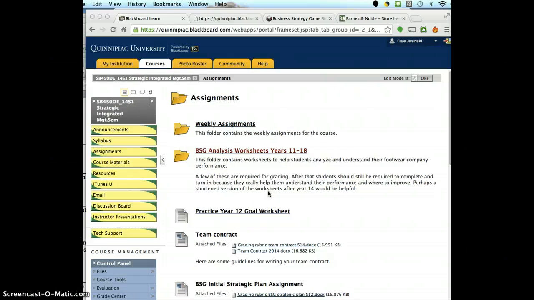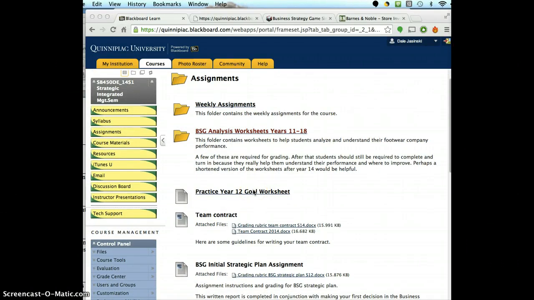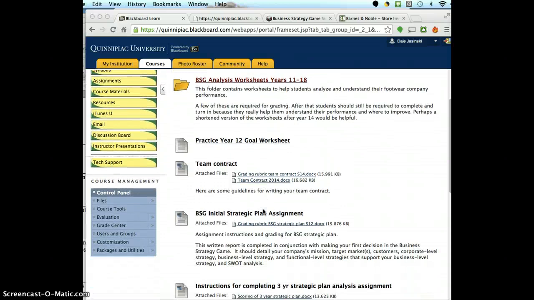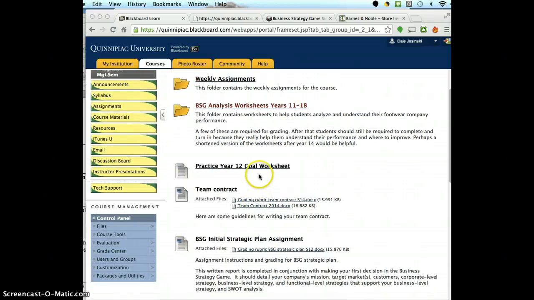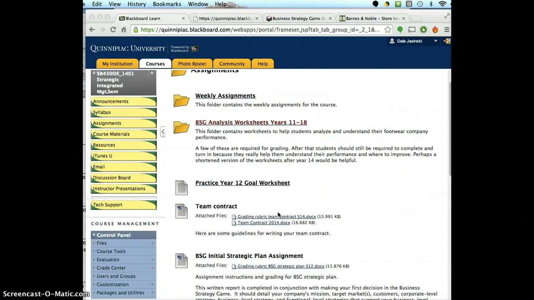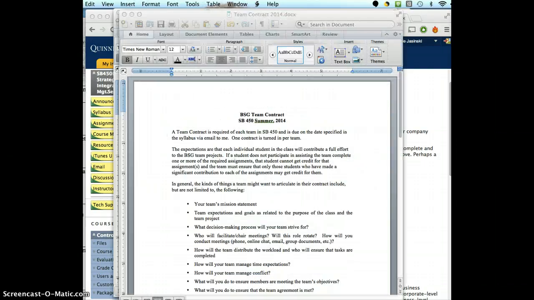You can see in here you've got your practice year 12 goals worksheet to fill out. You also have due this week a team contract and your initial strategic plan assignment. Let me go through both of those. This is all in the assignments folder in Blackboard. You'll find your practice year 12 goal worksheet, your team contract, and your strategic plan assignment to fill out. That's all here in Blackboard. So let's go through those real quick.